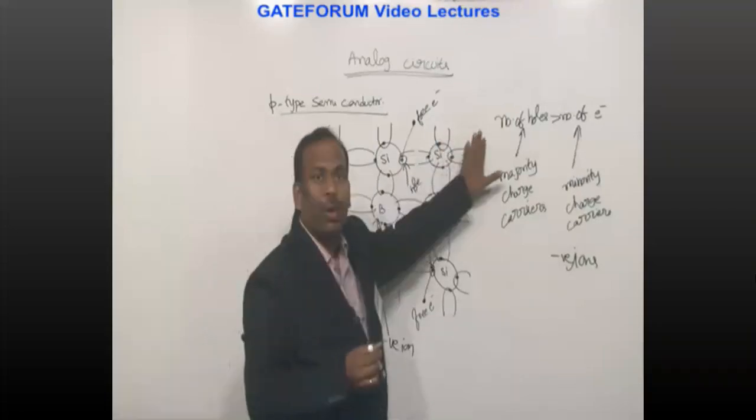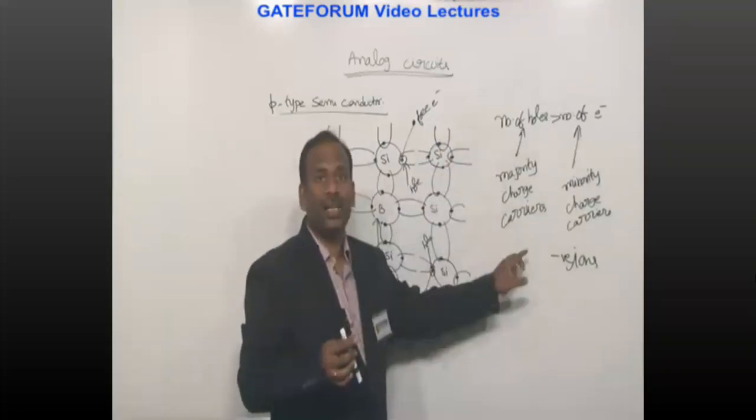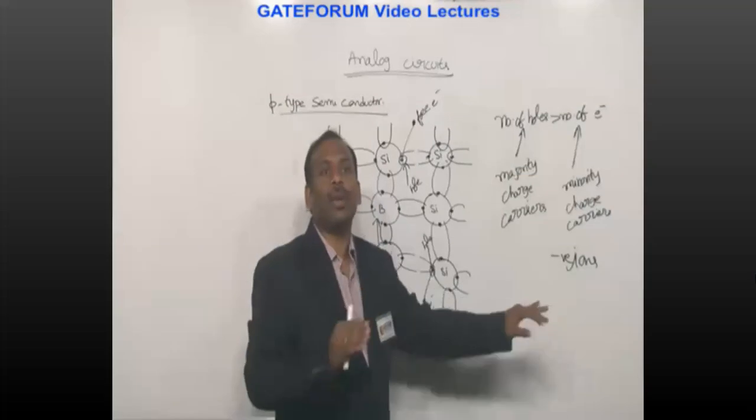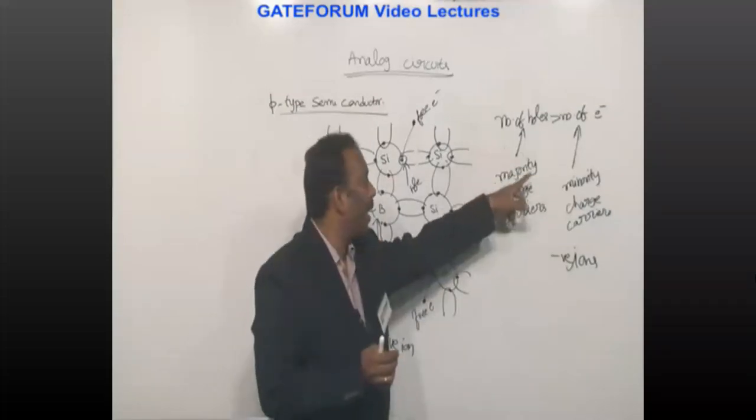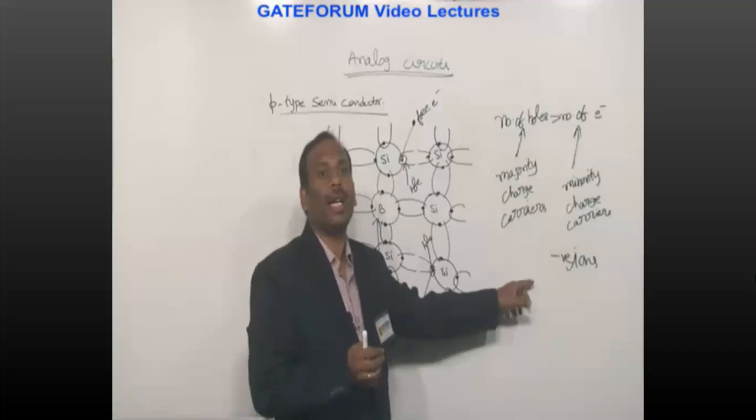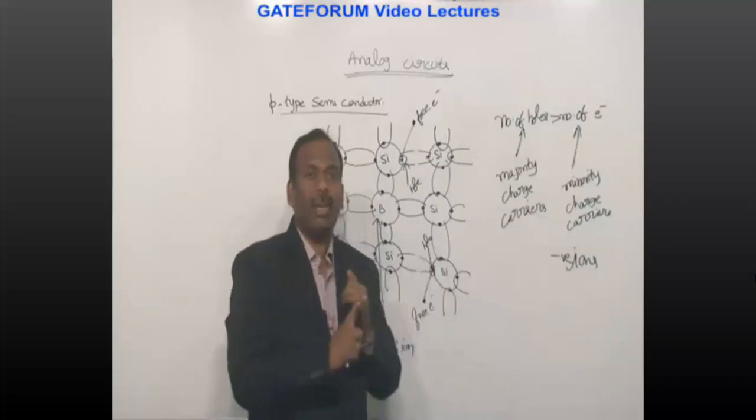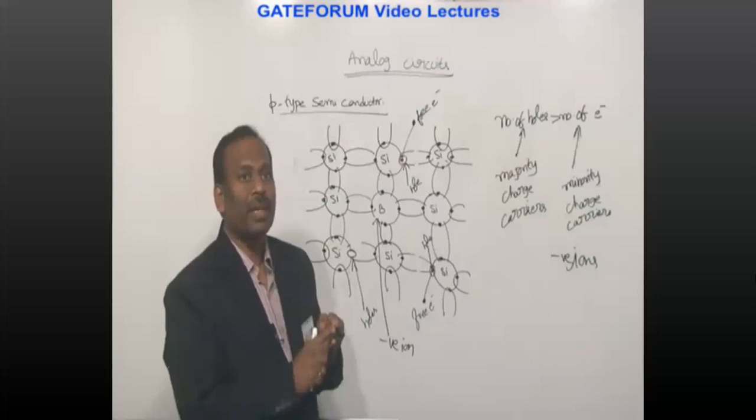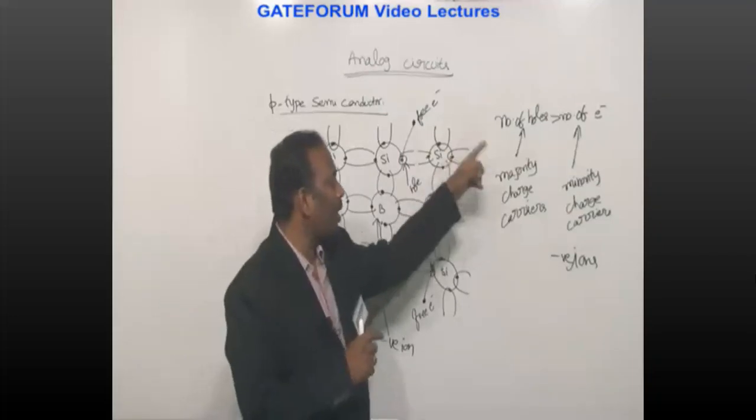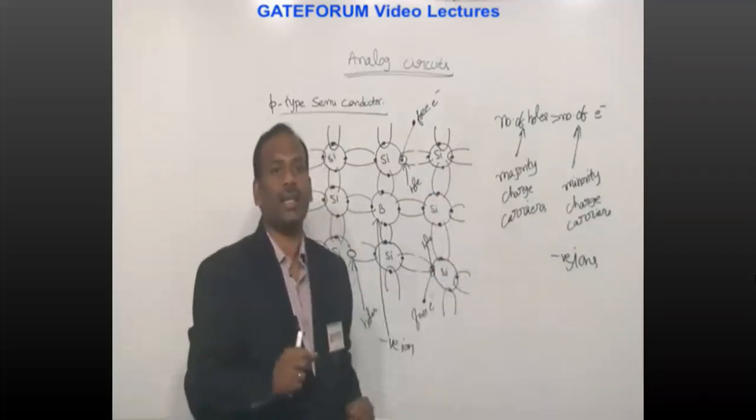It contains holes, electrons, plus negative ions. So in a p-type semiconductor, we have holes, electrons and negative ions. In an n-type semiconductor, holes, electrons and positive ions. In a p-type semiconductor, holes, electrons, negative ions.